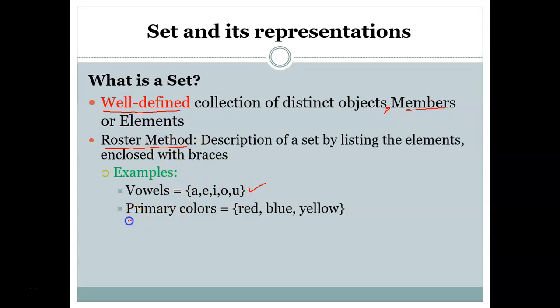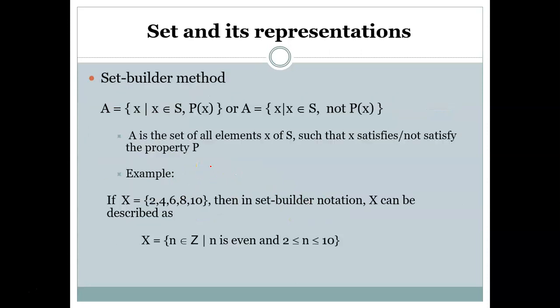Similarly, if we have the set of primary colors, we know that there are three primary colors: red, blue, and I think it's green. So this is the set of three primary colors. These are enclosed in the curly braces. This is also the roster method. So when we write the set in this form, that is called a roster method.